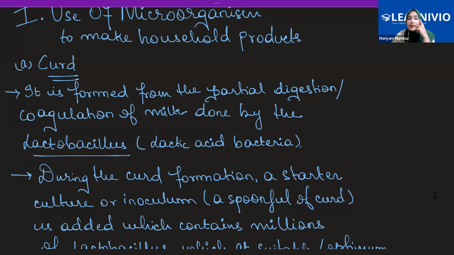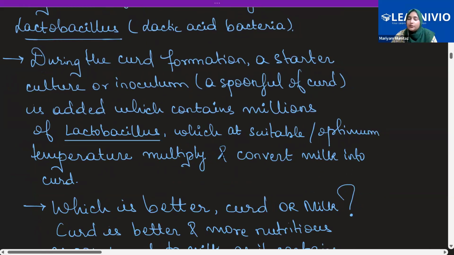Now, when we talk about curd, it is formed from the partial digestion or coagulation of milk. That is done by the lactobacillus bacteria, which is a lactic acid bacteria. So during the curd formation, what do we do?